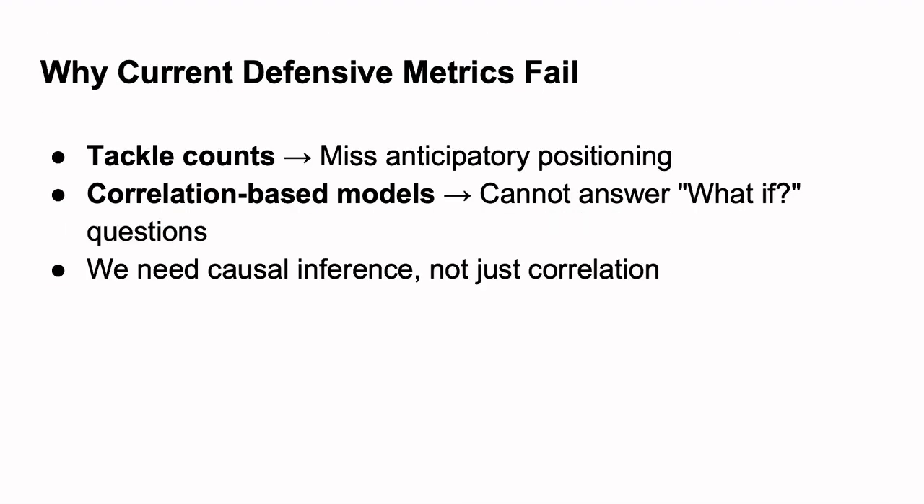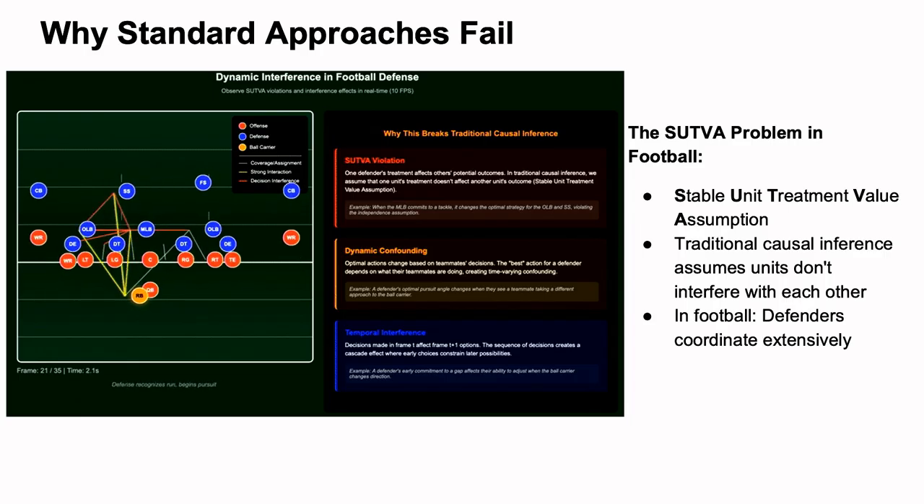So why current defensive metrics fail: tackle counts miss anticipatory positioning, and correlation-based models struggle and cannot answer what-if questions. And so we need causal inference. Okay, so here's an example of a play here.